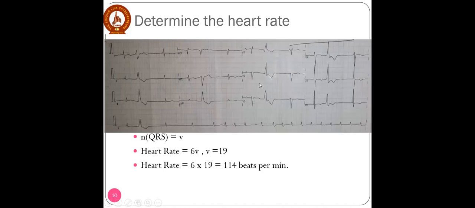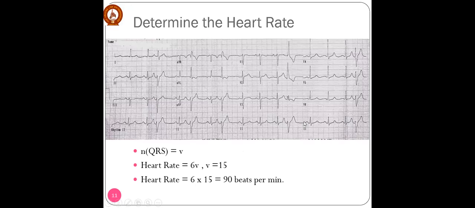So this example too is also considered. So determine the heart rate. So look at the long redeem strip and count the number of QRS complexes in it. So 1, 2, 3, 4, 5, 6, 7, 8, 9, 10, 11, 12, 13, 14, 15, 16, 17, 18, 19. So V is equal to 19. So heart rate with 6 times 19, 114 beats per minute. You notice that both normal and abnormal QRS complexes are counted.